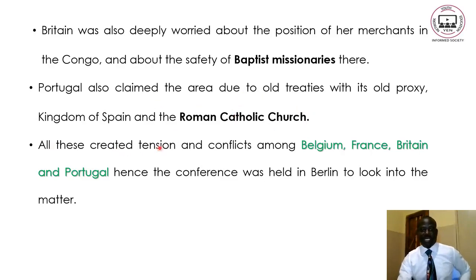And all this created tension and conflict among Belgium, France, Britain, and Portugal. Hence, the conference was held in Berlin to look into the matter. So after looking at what was happening in Congo, there was like a scramble. All these European countries were claiming, we need to have a share of this Congo. So a meeting was called in Berlin, that was the Berlin Conference.